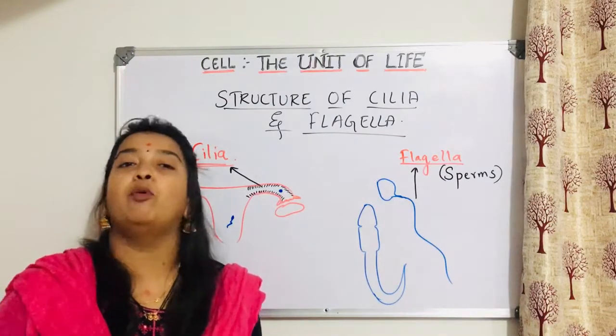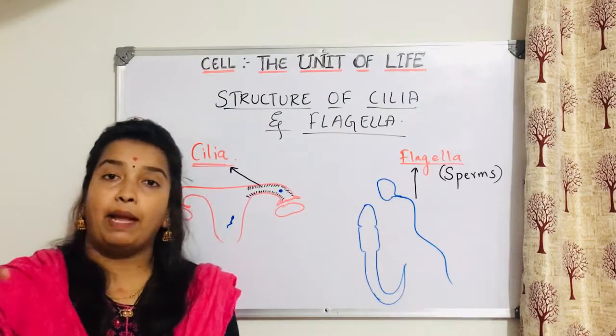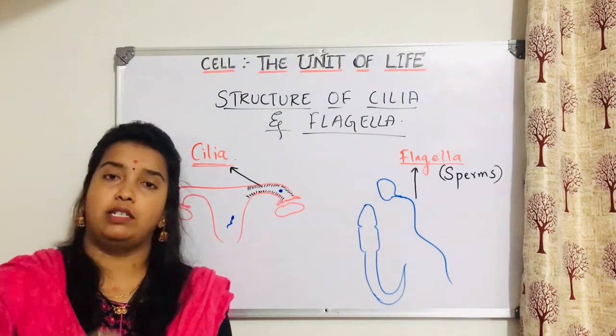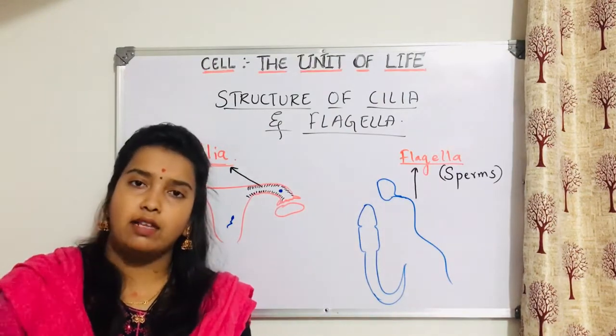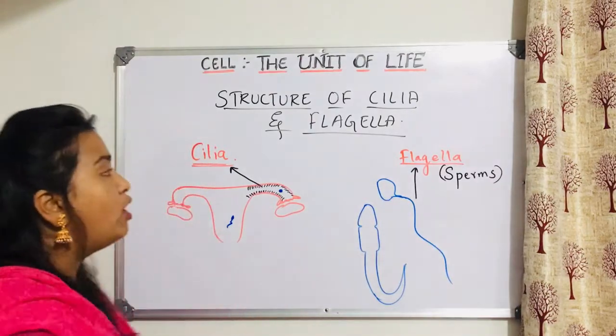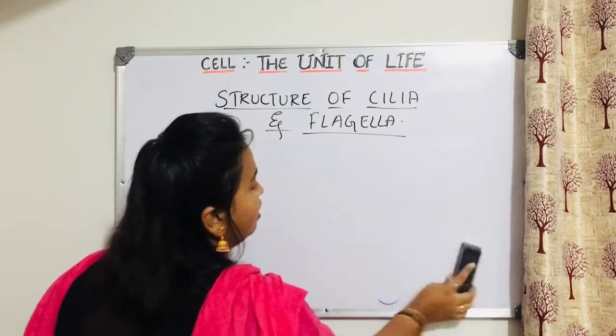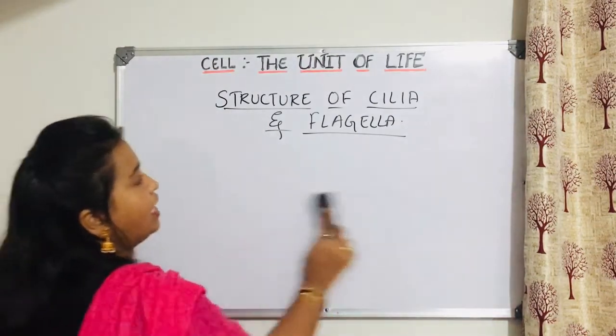It is helping in movement. Even here, flagella is helping sperm to move. Cilia is helping sperm to move towards the egg. And if you see other organisms, their cilia is helping in movement, like paramecium. Anyways, now we are going to study the entire structure of cilia and flagella.